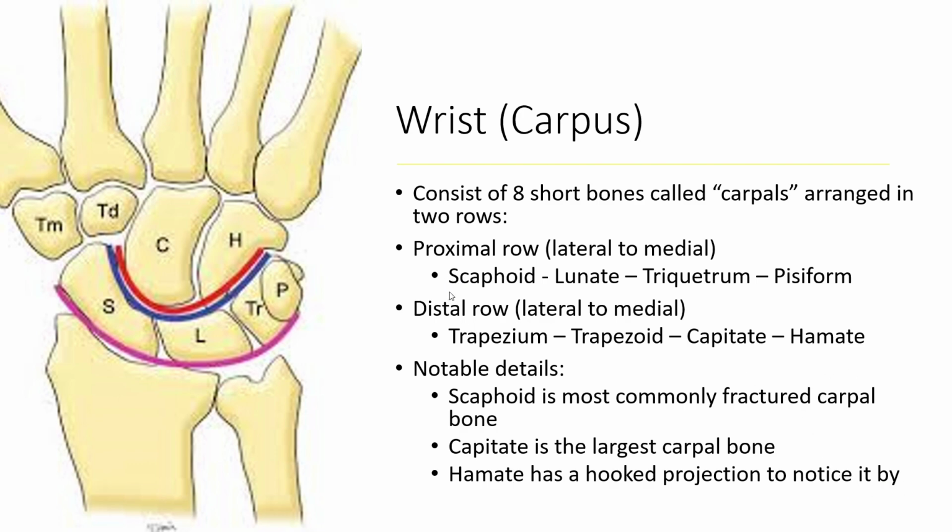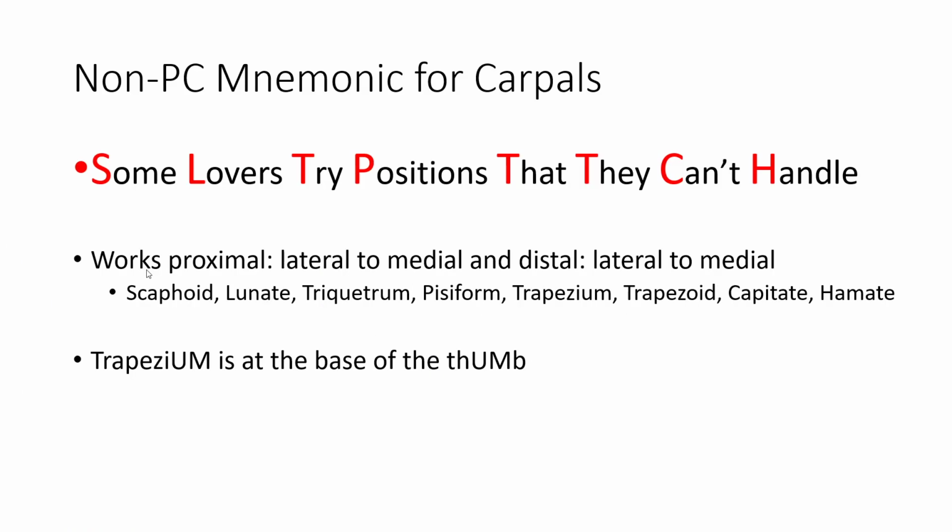So, we have a little mnemonic on the next slide. Not exactly the most politically correct, but it's definitely going to help you remember it, because it's not about what's correct, it's about what's memorable for things like this. So the way that we do carpals, this is thinking proximal row, medial to lateral, distal row, medial to lateral. Some lovers try positions that they can't handle. So working proximal, lateral to medial, and distal lateral to medial.